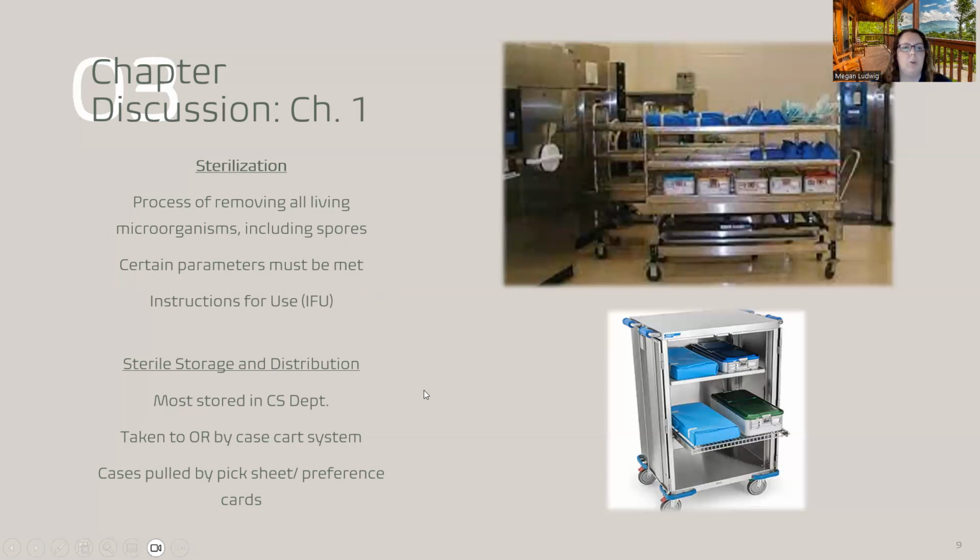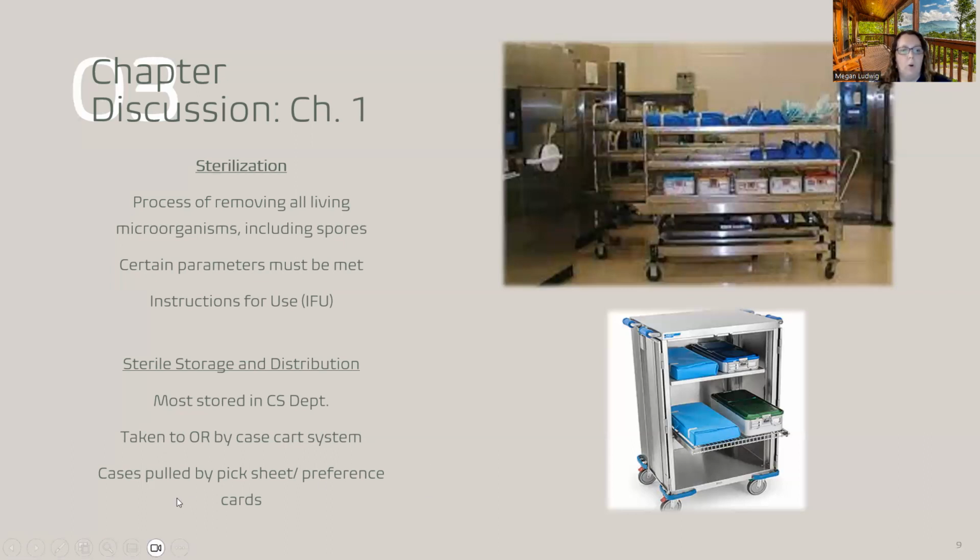So there's also a storage and distribution area. Aside from the decontamination area, most is going to be very close to the same area just for continuity purposes. It's easy. So most of the things, once they are sterilized, will stay probably within that CS department. If another part of the hospital does need an item, which they're going to, a lot of times they're taken by some sort of system. A lot of times it's like a case cart, especially if we're going to the OR. It'll look something like this. It may not be exact, but it's pretty similar.